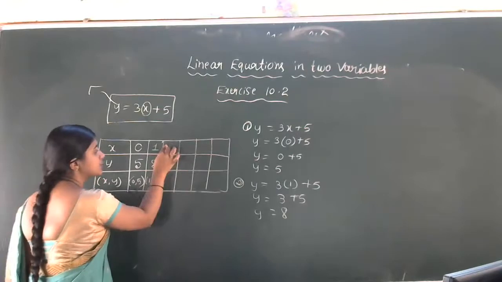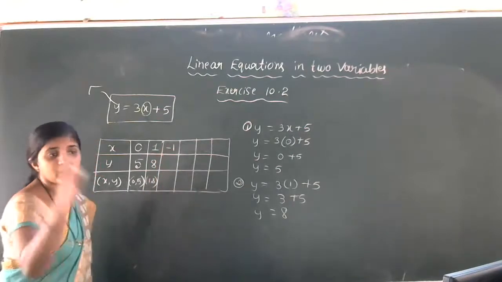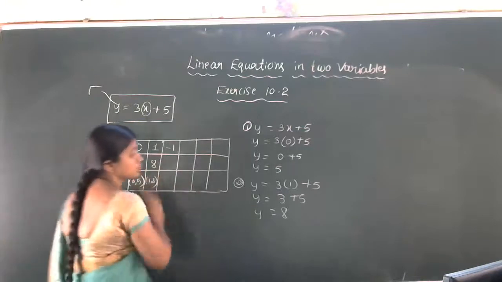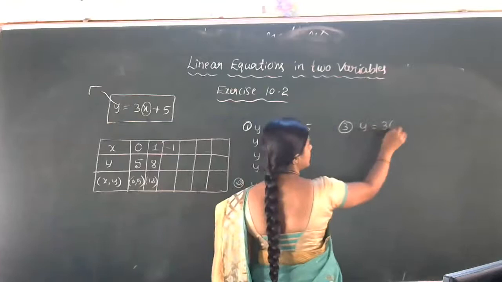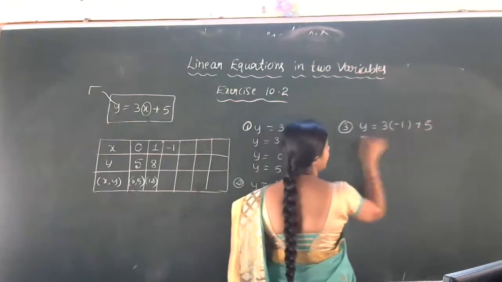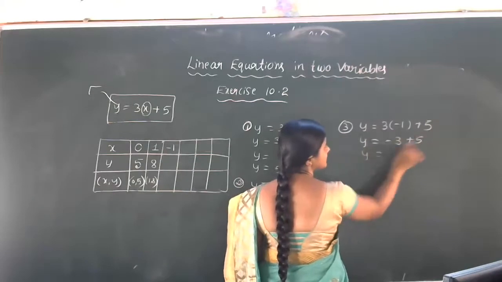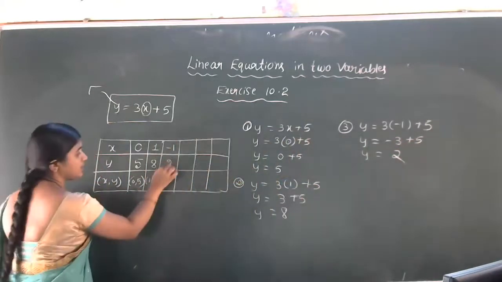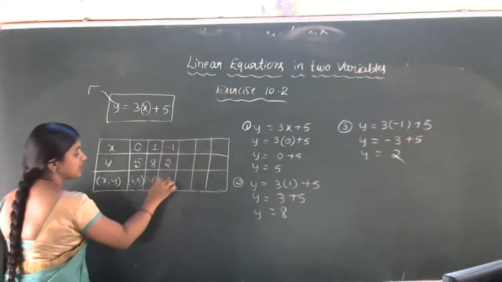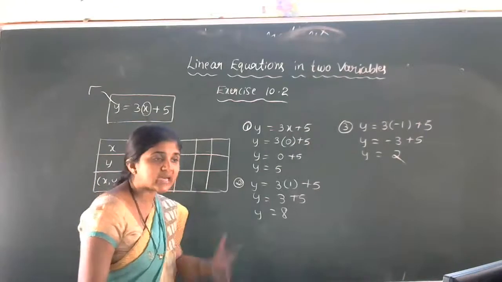Now, x is equal to minus 1, I will substitute. Positive or negative, any value you can choose. X is equal to minus 1, we have to choose here. So, y is equal to 3 into minus 1 plus 5. Then y is equal to minus 3 plus 5. Then y is equal to 5 minus 3 is 2. So the y value is 2, that is minus 1 comma 2 is another solution.